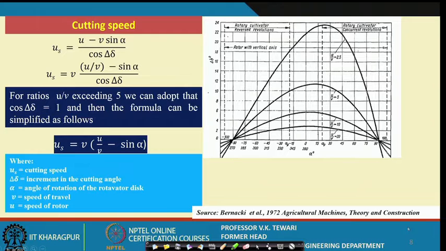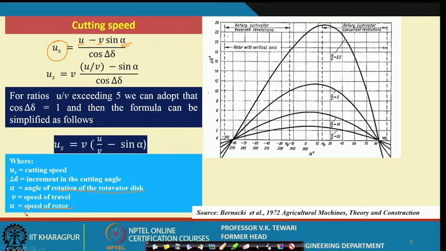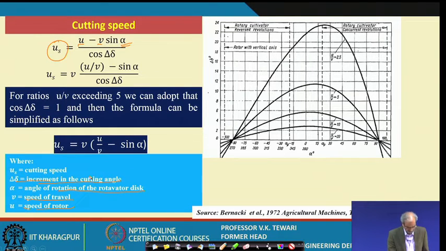Well, cutting speed. From there itself we can have an idea about what the cutting speed is. Now, this is the cutting speed which has a relationship with u, v and angle alpha. This angle alpha is the angle of rotation of the rotavator discs. So, with these the cutting speed has been formulated to be u minus v sin alpha. Here u is the speed of the rotor and v is the forward travel speed. Delta is the increment in the cutting angle.